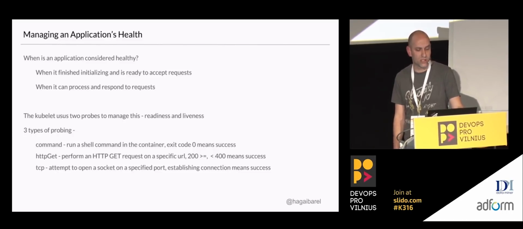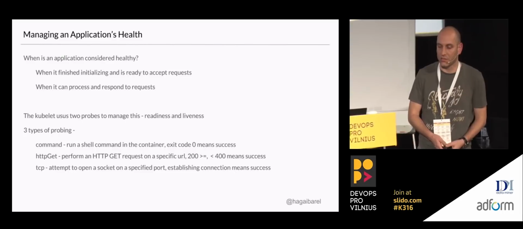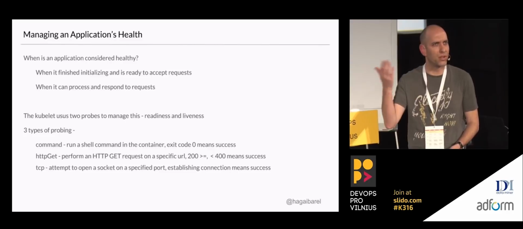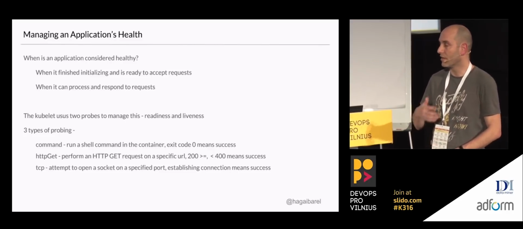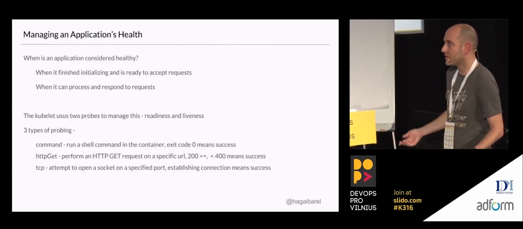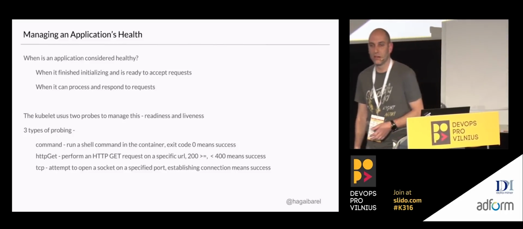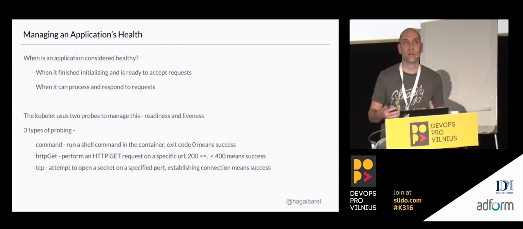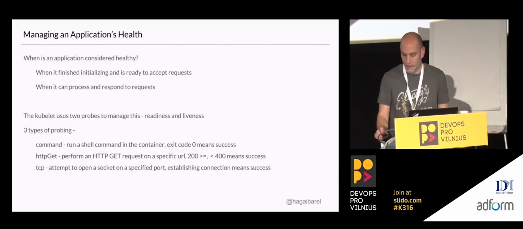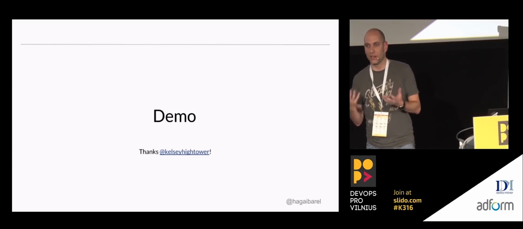You can run a simple HTTP GET on a specific URL if you have a web server that can respond to HTTP requests. Anything greater than or equal to 200, such as 200, 203, or 301, is considered a success. Everything from 400 up means failure. Or you can try to open a socket and do a basic TCP connection. If you managed to establish a connection, that means the probe succeeded and the application is considered healthy and can continue serving requests. All right, great. So I'll show you a quick demo of how we can configure and look at the liveness and readiness probes.